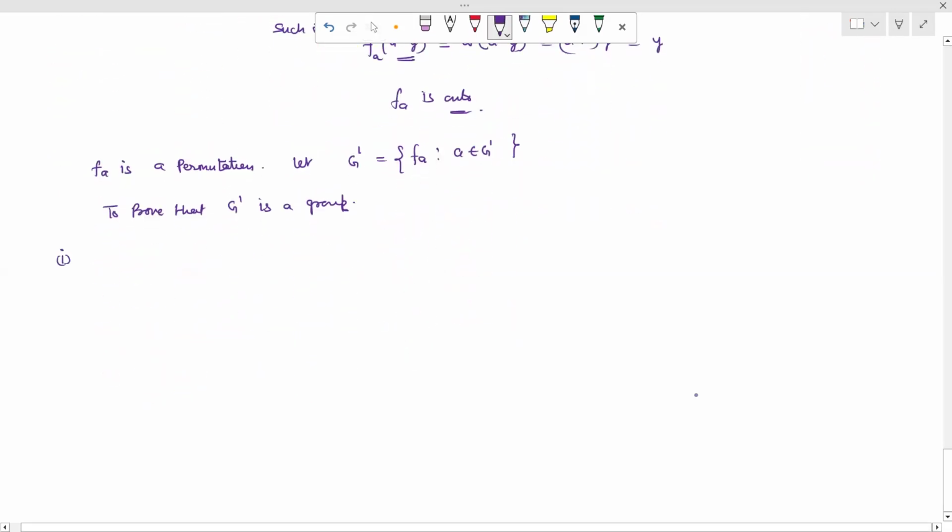So first property, we show the closure property. We take two elements of this form, f_a and f_b, which belong to G dash. Then we can write f_a into f_b, and we operate on x. So this is equal to f_a of f_b of x. f_b of x by definition we can write as bx.